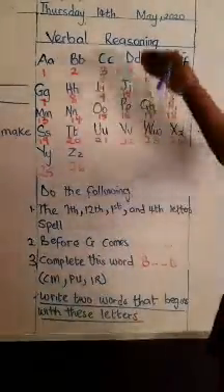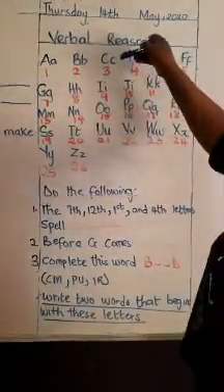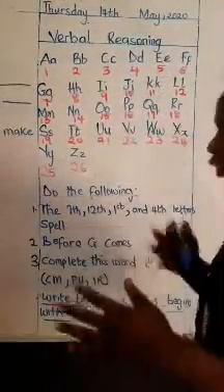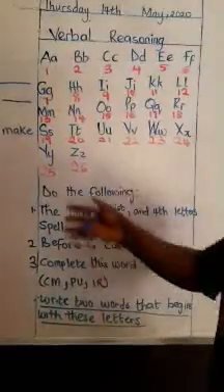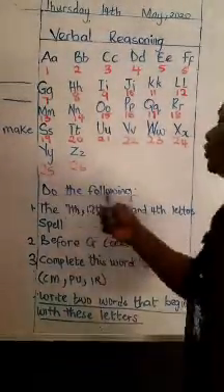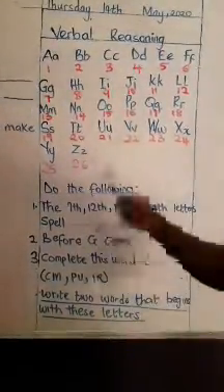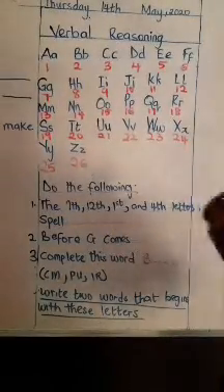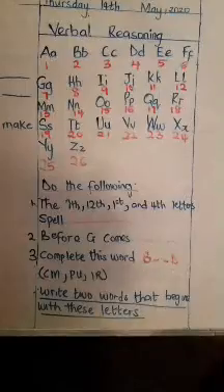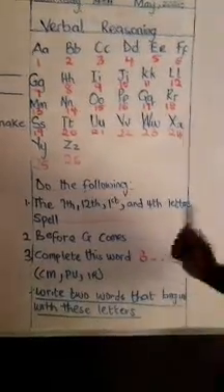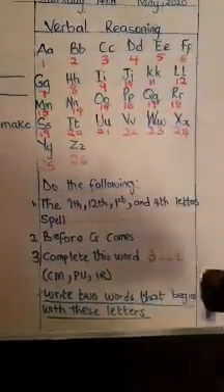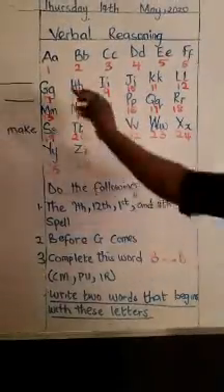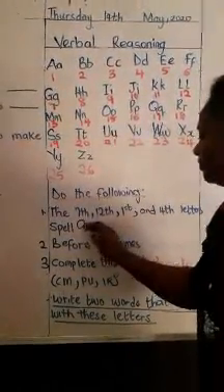Now we are going to be decoding because we are going to be using the letters and the numbers as they come. Now let's go to our number 1. It says, do the following. Now we are going to look up. We say the 7th, 12th, 1st, and 4th letters spell. Now we are decoding. The first thing we do, we look at our number 7. What letter is in number 7? Letter G. Put your letter G.